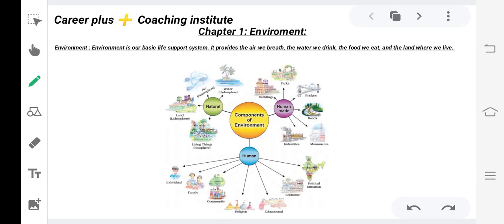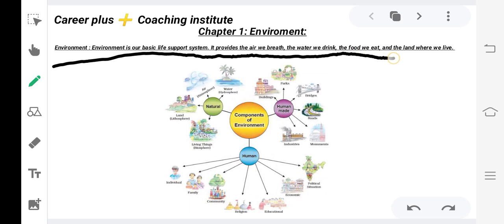Today we are starting to discuss NCERT chapter 1, that is environment. So first of all we have to know what is environment. Environment is a basic life support system. It provides us the air we breathe, the water we drink, the food we eat, and the land where we live.